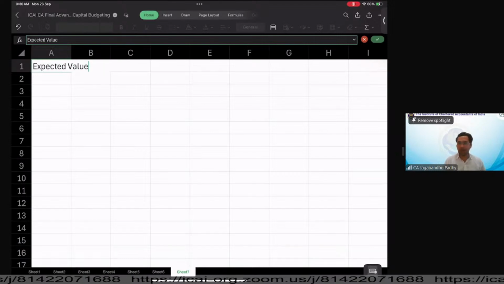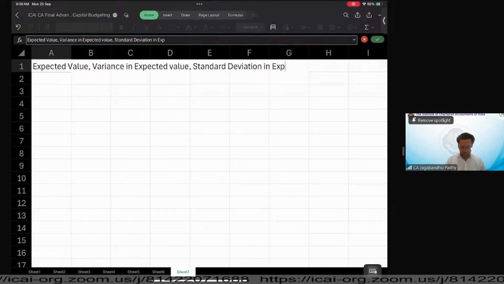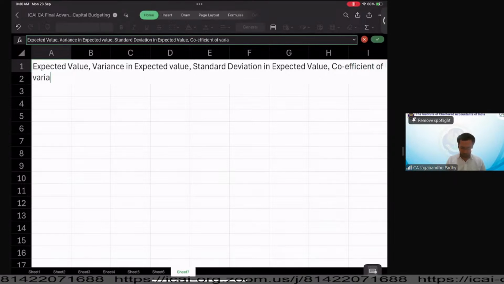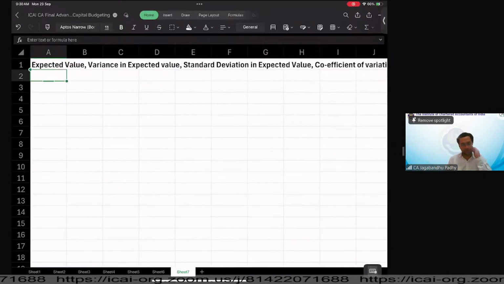So we are looking at expected value. Then we are looking at variance in expected value. Then we are looking at standard deviation in expected value. And then we are also going to cover the next concept, which is coefficient of variation. Okay, so these are the basic concepts that we are going to cover right now. So first is the expected value. Okay.